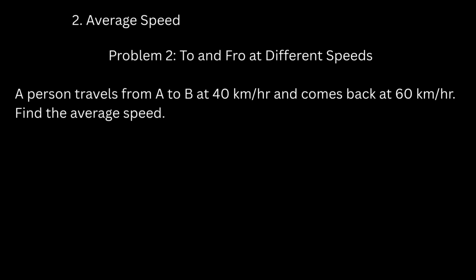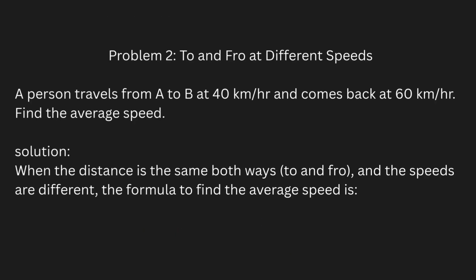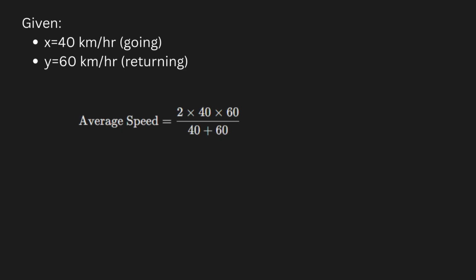To and fro different speed. A person travels from A to B at 40 km per hour and comes back at 60 km per hour. Find the average speed. So average speed, there is a special formula for that. We can use this to simplify easier. So speed is equal to 2xy by x plus y. If we substitute it, we can get this. What is x and y then? X is the speed while going and y is the speed while returning, as it was a to and fro problem. So let's substitute the values here. X is 40 and y is 60.